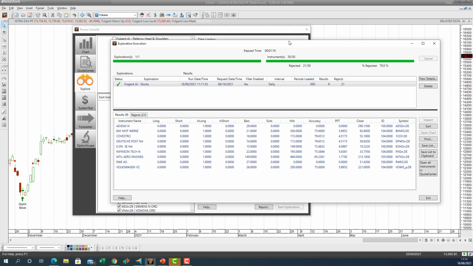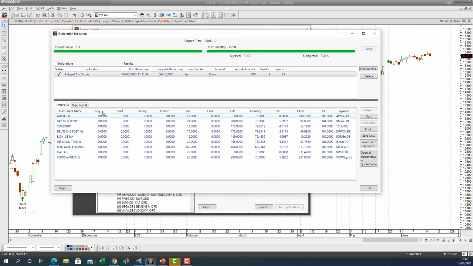Now, the column headings are important. So in a long, in a short: if there's a 1 in the long column, this means the AI is in a long position, and if there's a 1 in the short column, the AI is in a short position. So there's no shorts at the moment, all long. These are the trades where the AI is currently in a long, or that's fired a signal.